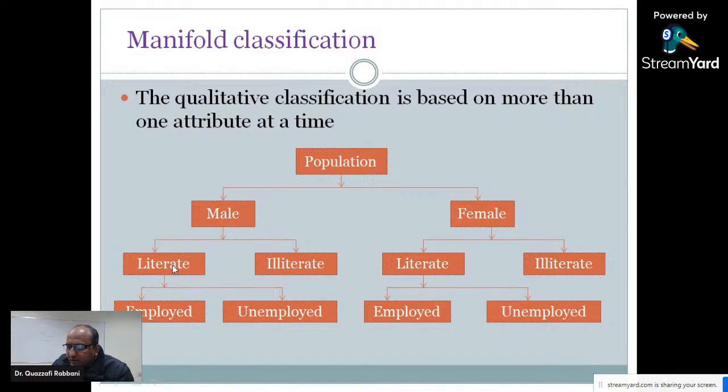Similarly, the literate are again divided by employment. How many literate are employed? How many literate are unemployed? Similarly for females, literate and illiterate. So we classify by more and more attributes. This is manifold classification. This type of organization of the data is known as manifold classification.